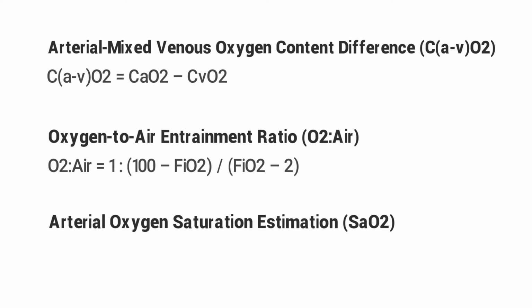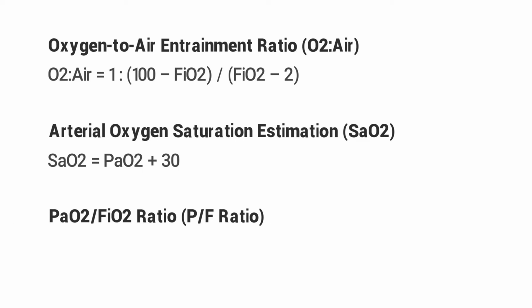Arterial oxygen saturation estimation, or SaO2. This is equal to the partial pressure of oxygen plus 30. So you simply take the PaO2 and add 30 to it, and that will give you the estimated oxygen saturation. Next is the PF ratio, or PaO2 to FiO2 ratio. This one is equal to the partial pressure of arterial oxygen divided by the fraction of inspired oxygen, or FiO2. So it's just simply the PaO2 divided by the FiO2, and that will give you the PF ratio.